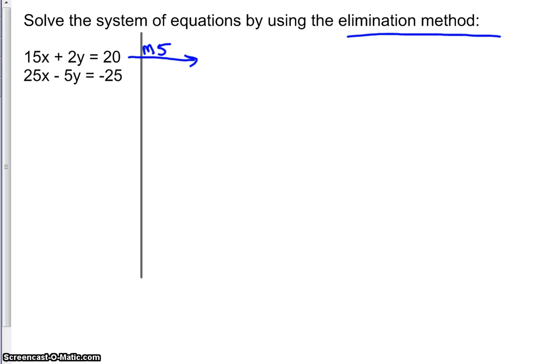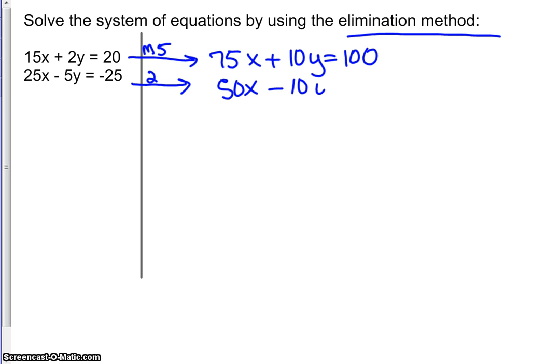So when I multiply by 5, 5 times 15 is 75x plus 10y equals 100. I'm going to multiply my second equation by 2. I'm going to double everything. There I get 50x minus 10y equals -50.